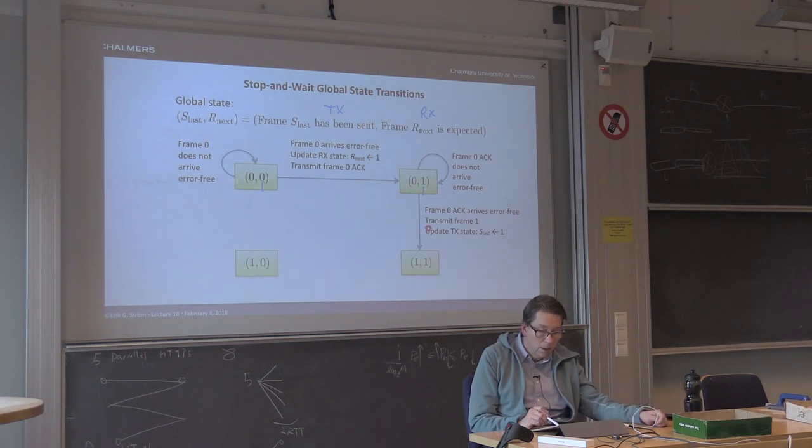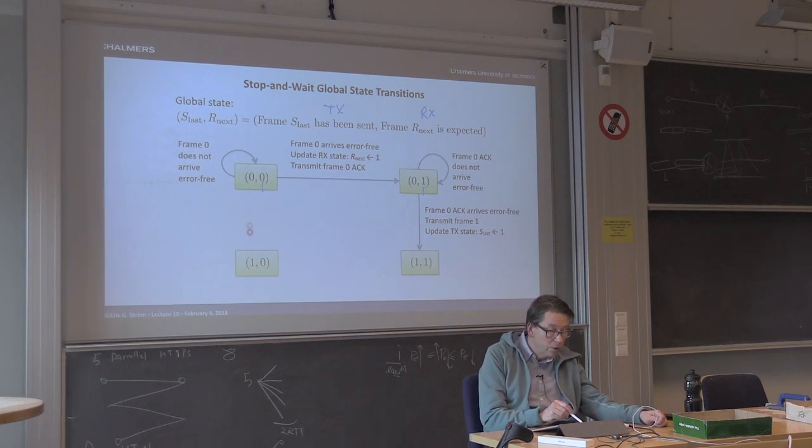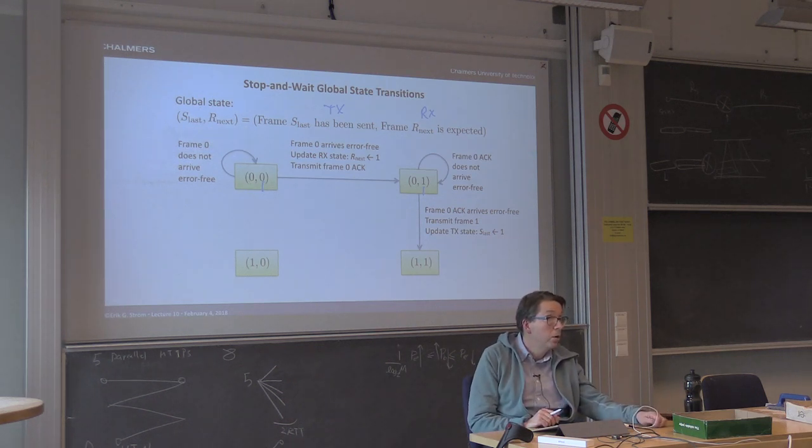And then eventually the transmitter has a new SDU to transmit, and then it transmits frame number 1. Actually, before transmission, it updates its transmission state because this is the last frame transmitted. So we go from 0 to 1 here. The receiver state does not change. Okay, so now we're down here, and the transition from here to here is basically the mirror of what's going on in the upper side.